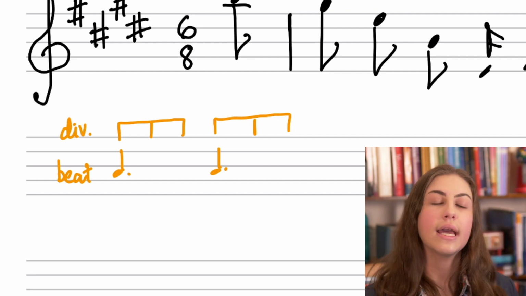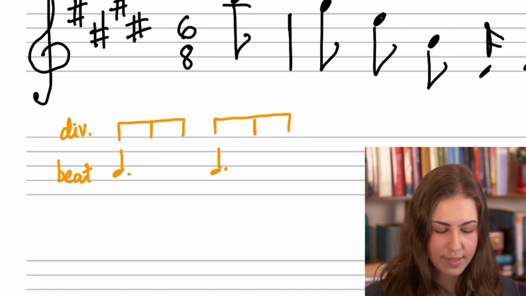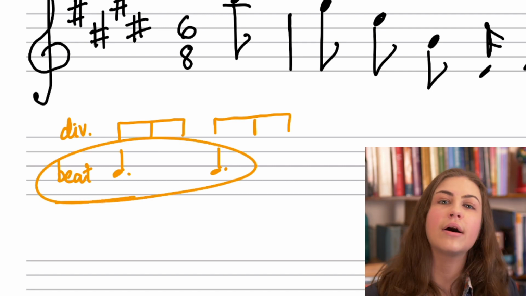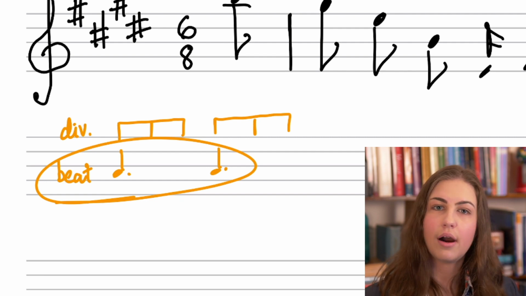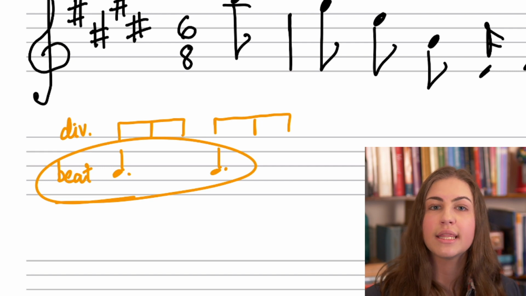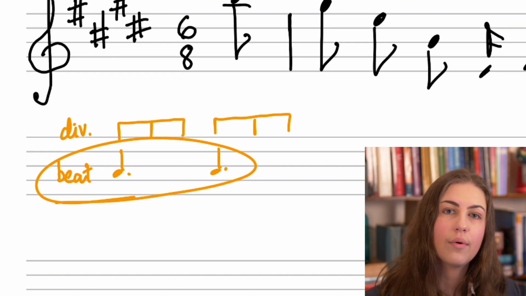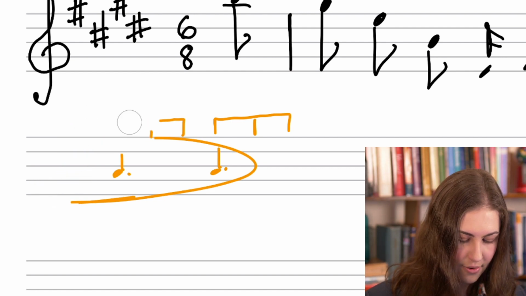So we can say in 6/8 we're dealing with a compound duple because we have 2 beats, these 2 beats right here, compound duple meter. So that means we want to group our notes in a way that shows the dotted quarter note beat here in 6/8. So let's see if we can figure out how to do that.